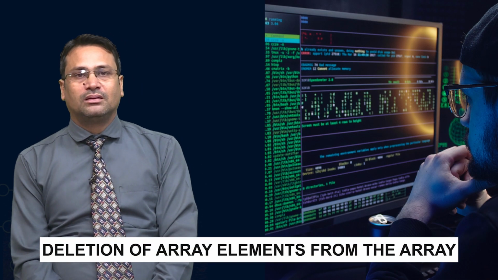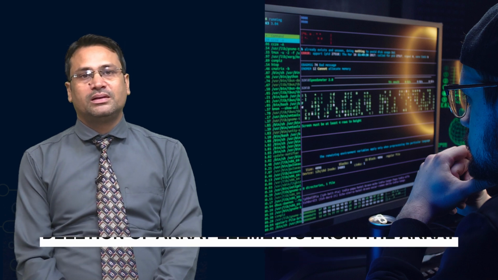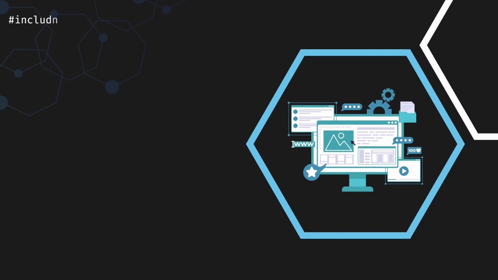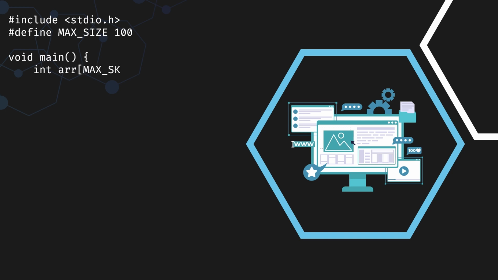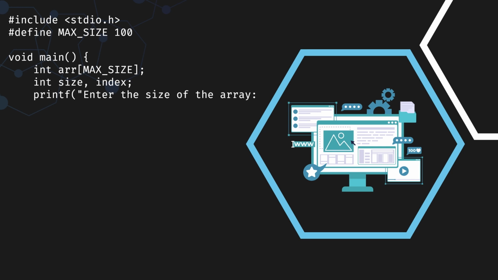Now, we will talk about deletion of array elements from the array. Here is a breakdown of each step in the algorithm. As I have taken an initialize array function earlier, here I am also going to take a function like initialize array. This will initialize the array with the help of its size. So, I am taking two parameters in this function, array comma size. This will initialize the array and set its size.